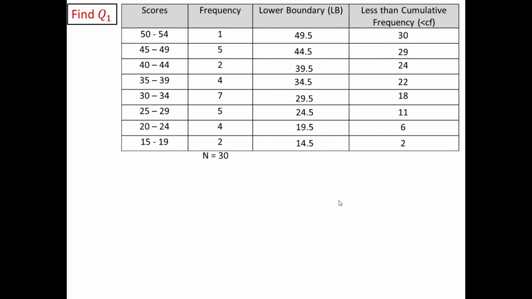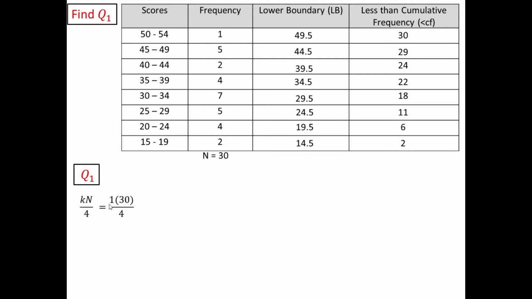Okay, so tapos na nating makomplete yung ating idinagdag na dalawang columns for lower boundary and less than cumulative frequency. Ang gagawin na susunod is we are going to locate nasaan si first quartile class. Again, ang hinahanap natin is Q sub 1. Para ma-locate natin yung first quartile class, gagamitin natin yung formula na K times N over 4. Ang K natin will be replaced by 1 because we are looking for Q sub 1. Ang N natin, papalitan natin ng 30.